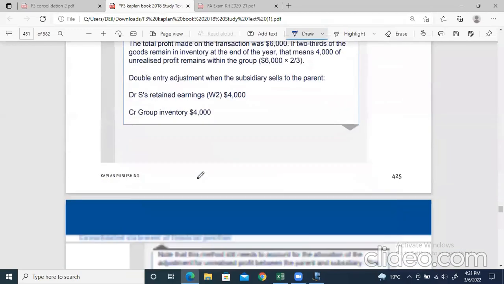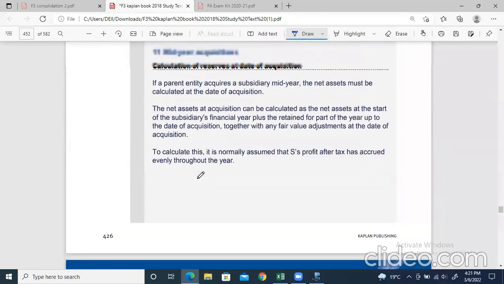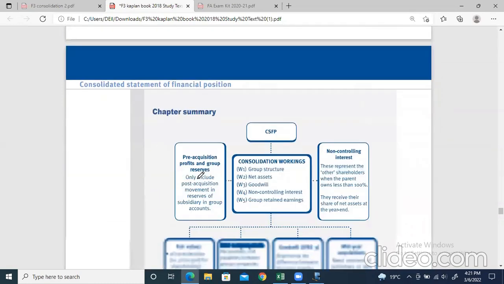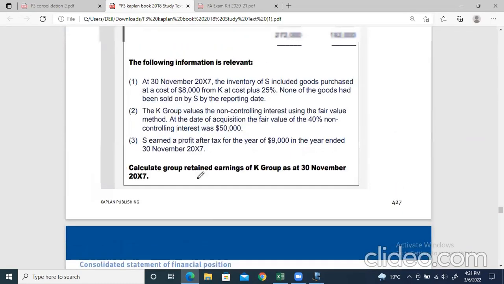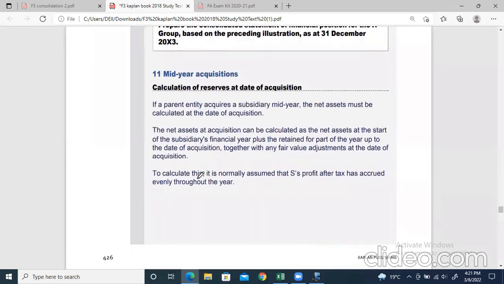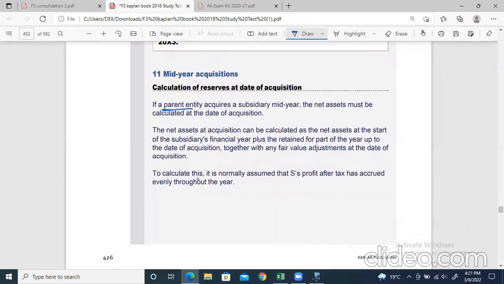Let's see what else we have over here. There is no need to do all these long examples. We'll just move to the exam kit questions if there is time. Yes, this is the last topic of this financial position chapter, which is mid-year acquisition. So let's read this as well. If a parent entity acquires a subsidiary mid-year, the net assets must be calculated at the date of acquisition. This is again the same thing, we have already discussed it.